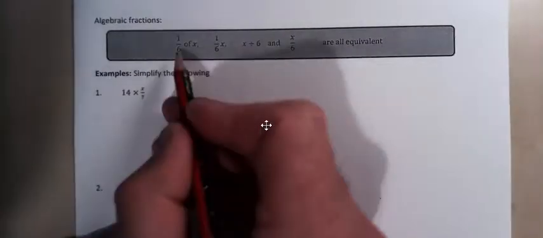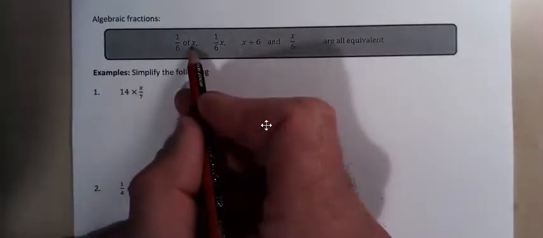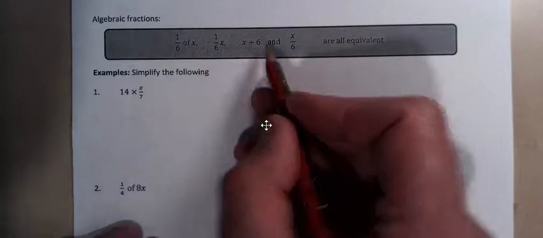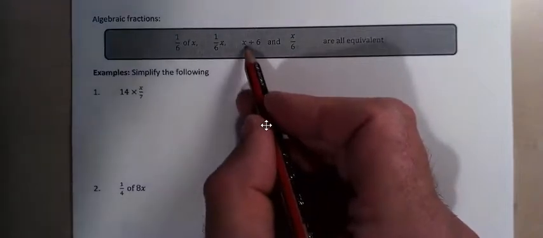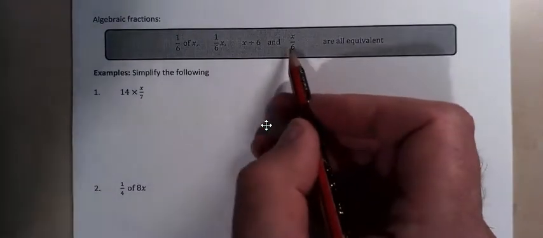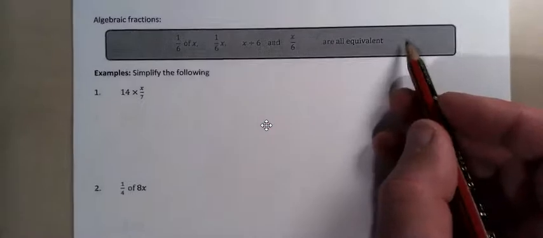In terms of algebraic fractions, this is a good piece of information here, that a sixth of x is the same as a sixth x, which is the same as x divided by 6, which is the same as x over 6. These are all just the same thing.